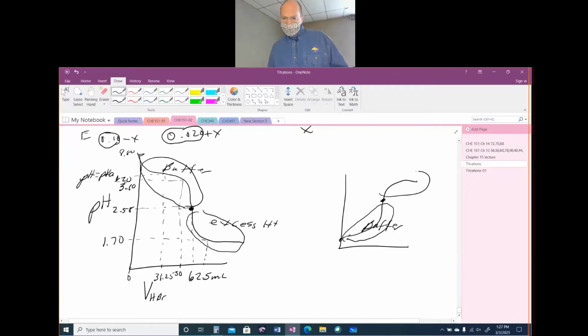And anything beyond your equivalence point, in this case, you have excess OH minus, and you go right to the pOH once you do your subtraction. If you have excess OH minus, get your pOH. If you have excess H plus, go to your pH. So this is the way those will look.